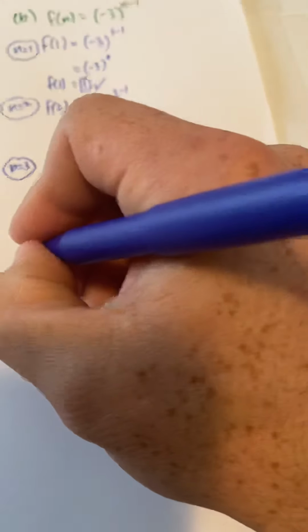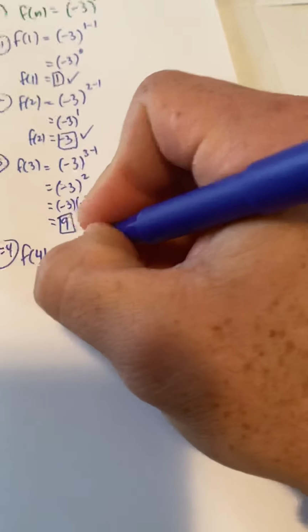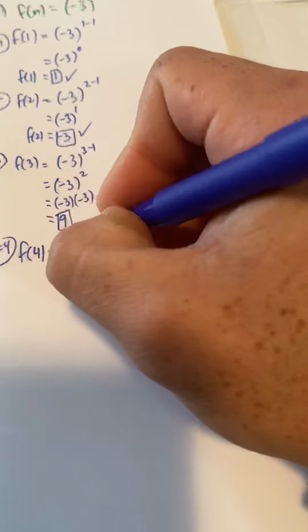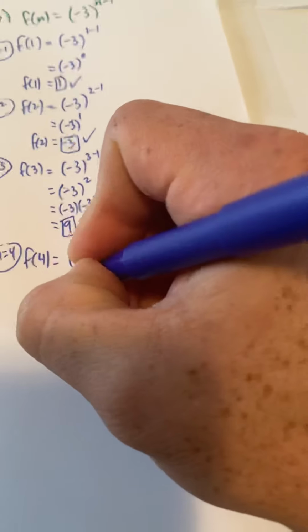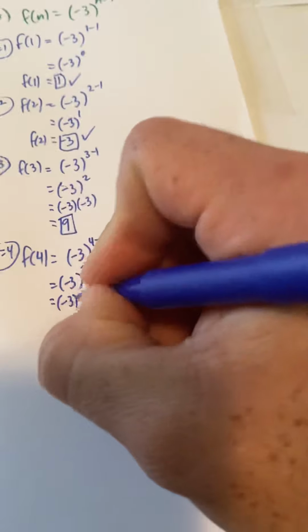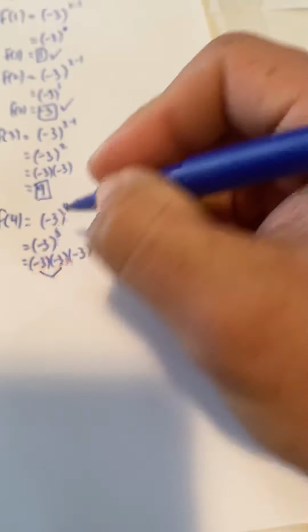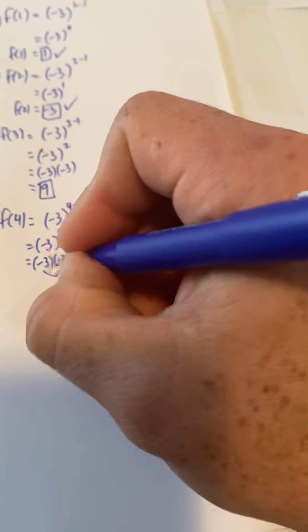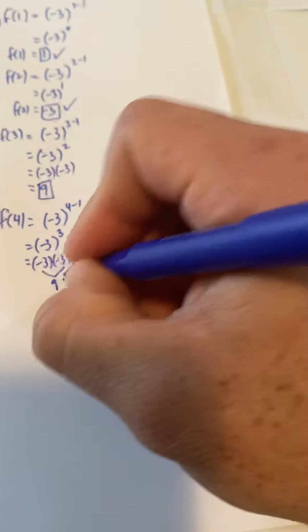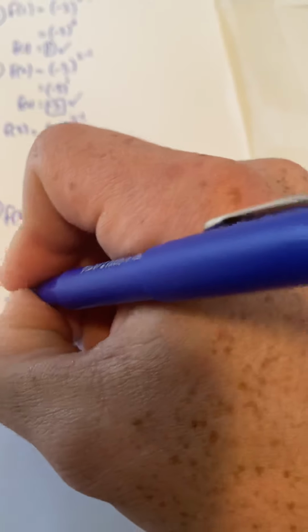So let's keep going. We have n equal to 4. When n is 4, we're going to get the quantity of negative 3 to the 4 minus 1. So the quantity of negative 3 to the third power means we're multiplying negative 3 three times. When we satisfy this order of operations, we multiply from left to right. Negative times negative is positive. 3 times 3 is 9. And then 9 times negative 3 will give us negative 27. There's our f of 4, where n is equal to 4.